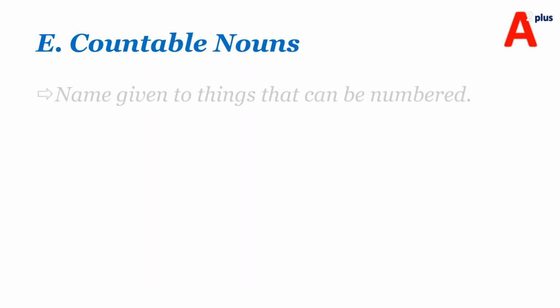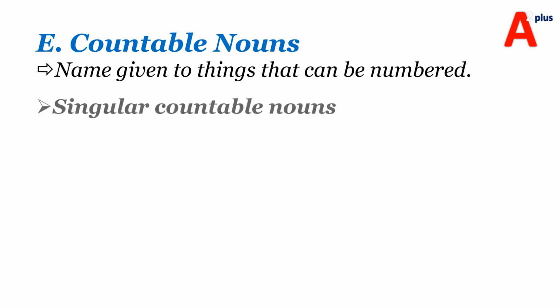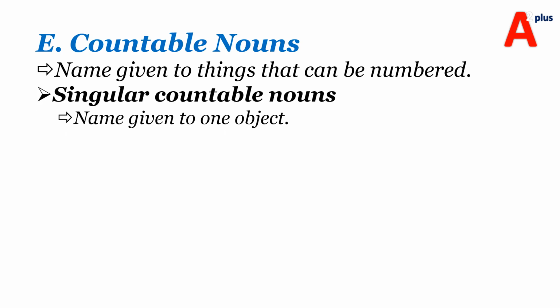Countable noun is a name given to things that can be numbered 1, 2, 3. Countable noun can be singular countable noun or plural countable noun. A singular countable noun is a name given to one object.